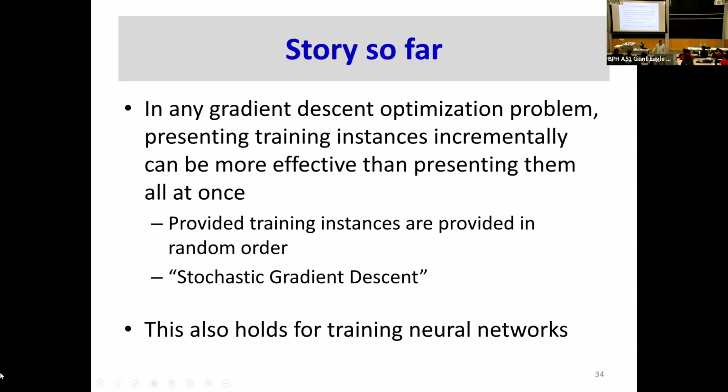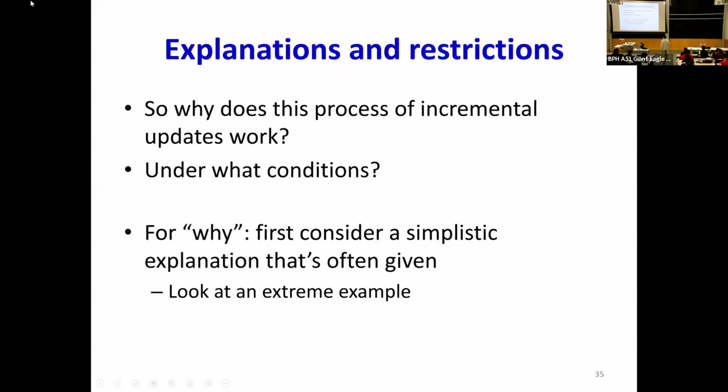And this principle is generic. It's nothing special for neural networks. You can use it anywhere. And for neural networks, it's particularly useful because of the massive amounts of training data we tend to train them with. Now, why does this process of incremental updates work, and under what conditions? For why, first, I'm going to give you a very simplistic explanation that's often given. Then in a little bit, we'll go and look at it a little more rigorously, right?